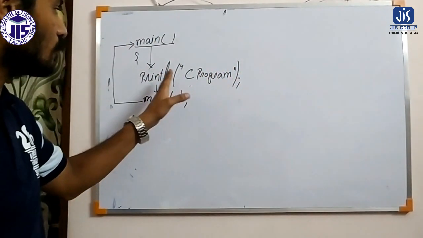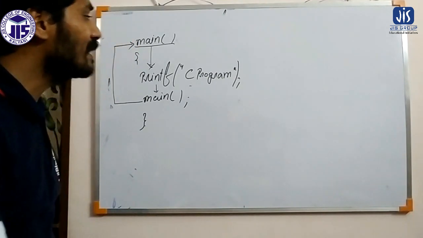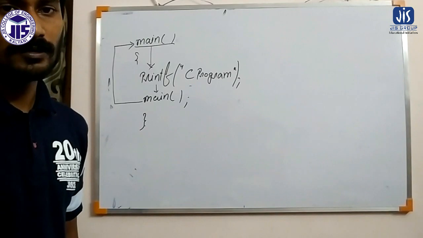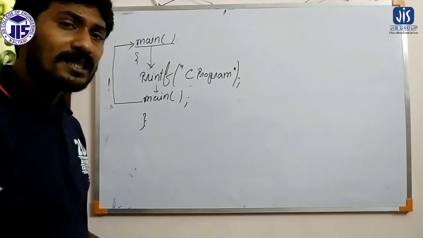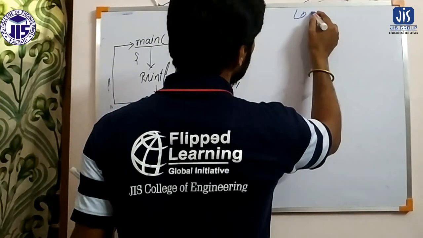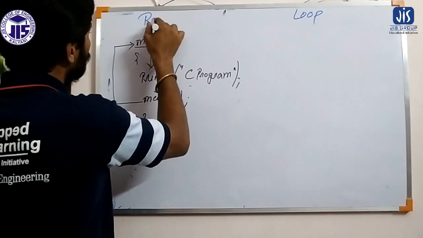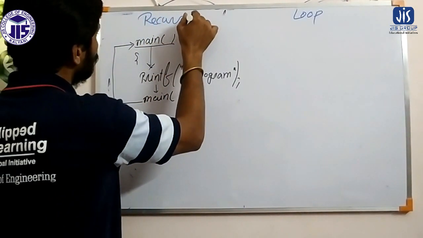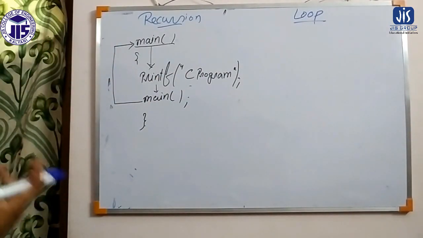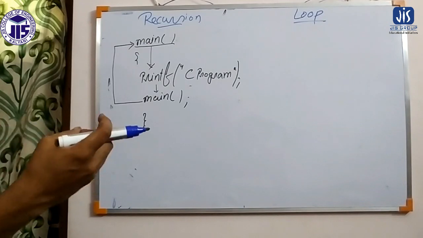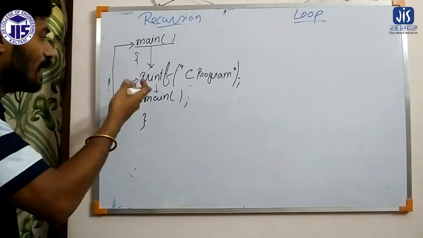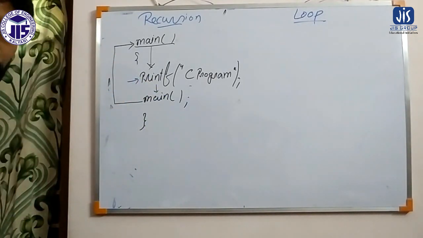So the same program, the printf statement, will execute in an infinite loop, and in the output this C program will be printed infinitely. So this concept of recursion, as you can see here, is basically similar to a loop. In recursion also we can execute a process multiple times. We can execute a set of statements. Here as you can see, the printf statement will execute repeatedly. So we can execute a particular statement or a set of statements repeatedly.